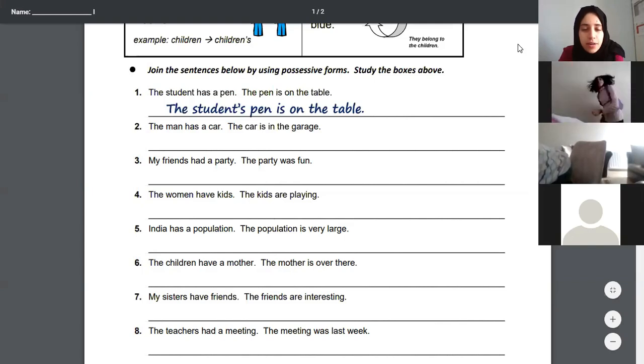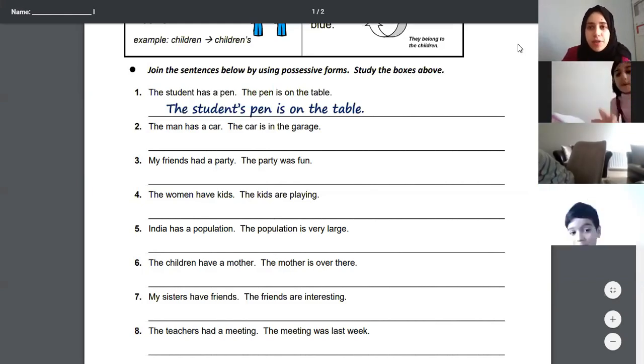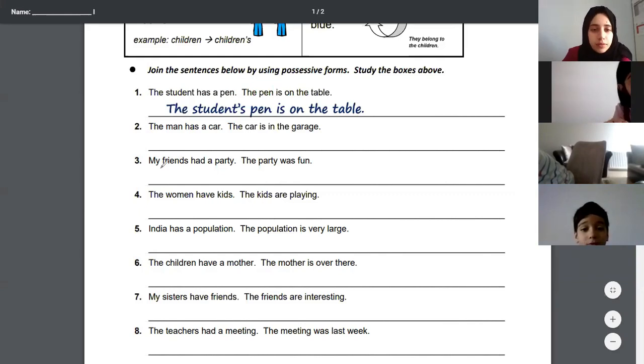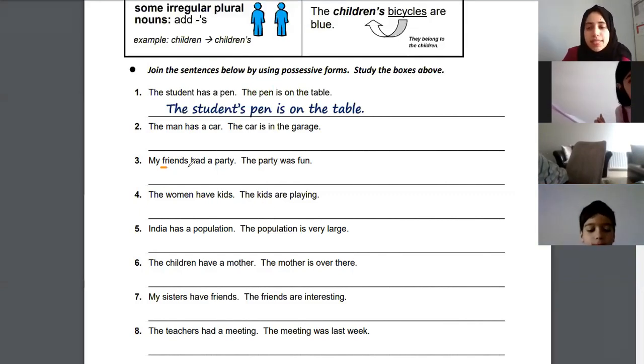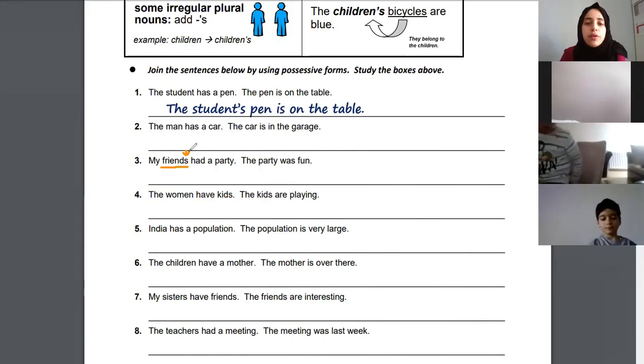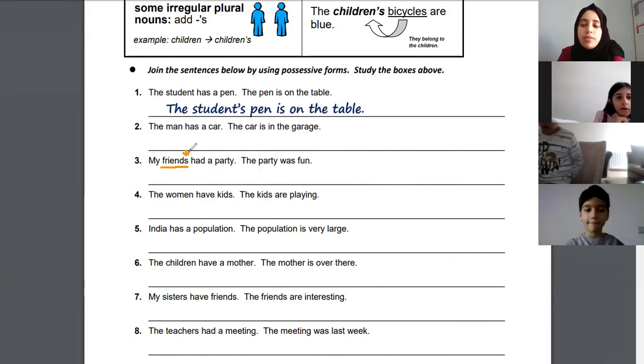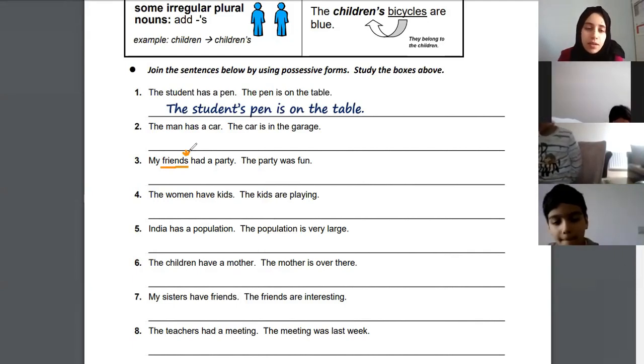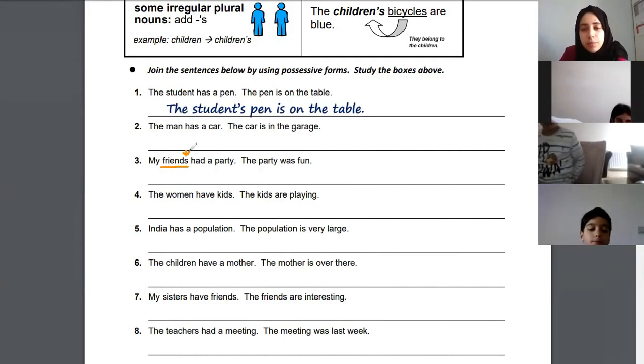Was fun. So I need to look at the noun that I have here, which is friends. Is friends one person or a group? One. Friends, there's an S. Oh, a group. Group, so it's a plural noun. It already has an S. So because it already has an S, I have to add the apostrophe at the end. So who had the party? Muhammad? The party belongs to who?